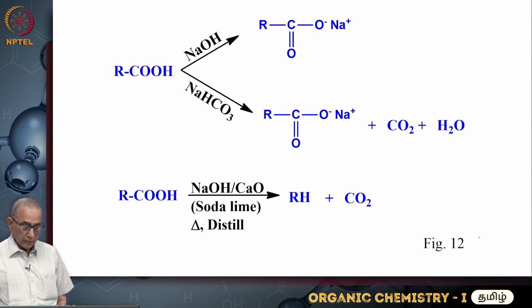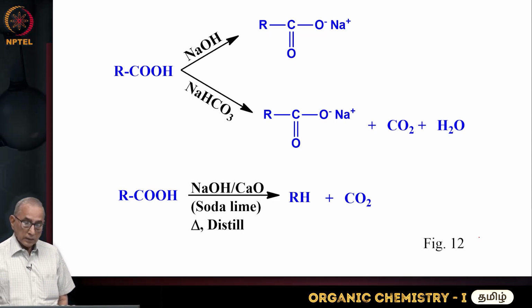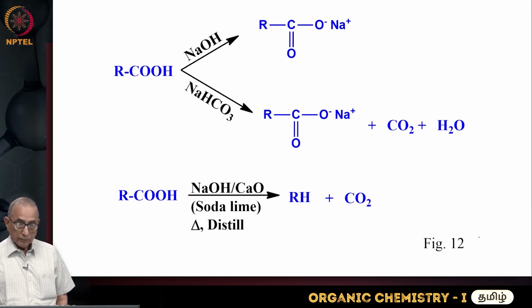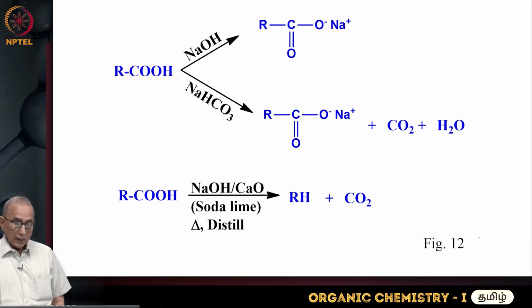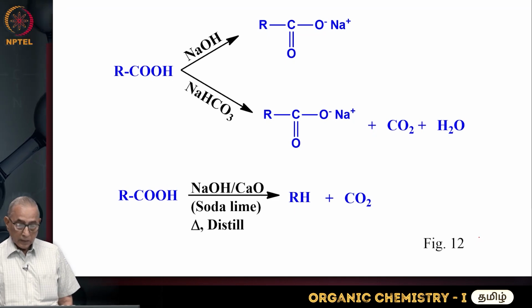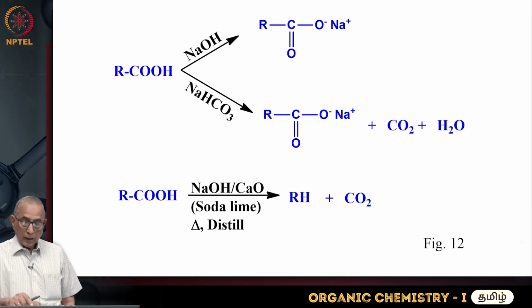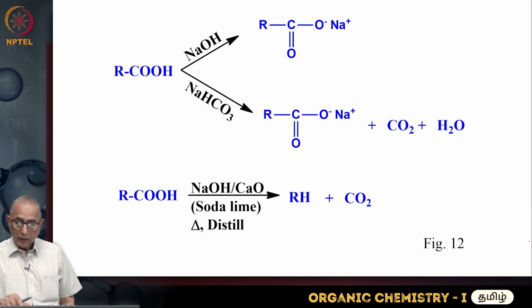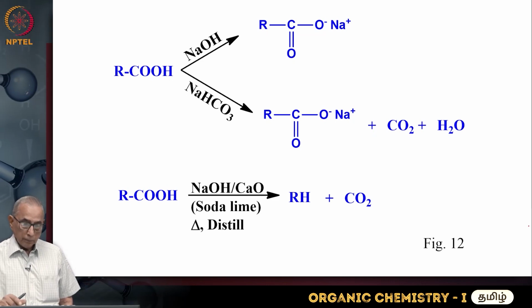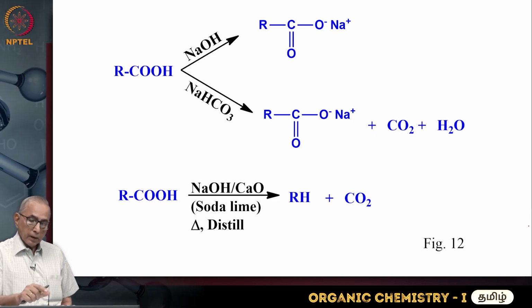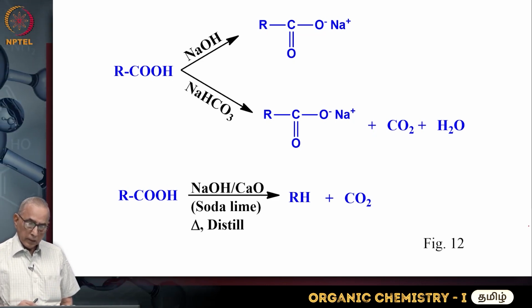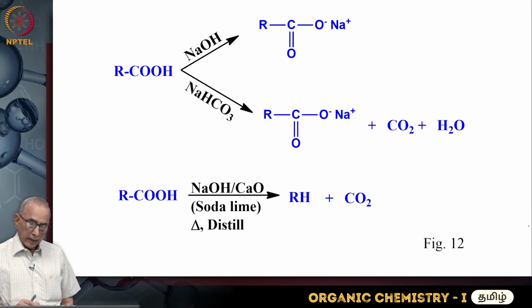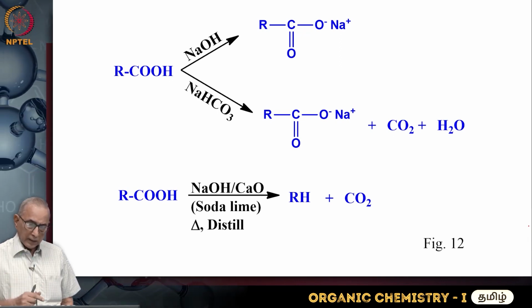Next we come to the reaction of carboxylic acid with sodium hydroxide. You get the carboxylate anion. With bicarbonate you get carboxylate anion, and the other compound formed is carbonic acid, H2CO3. It decomposes to CO2 plus H2O. With NaOH you get directly the sodium cation plus carboxylate anion.